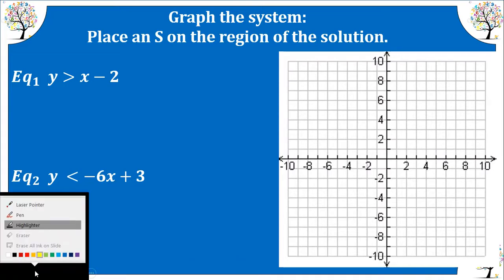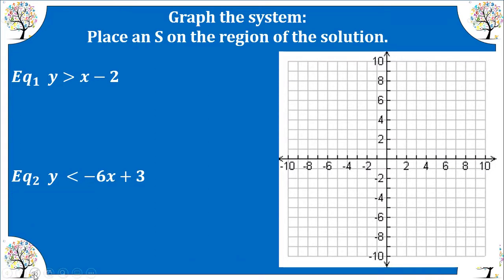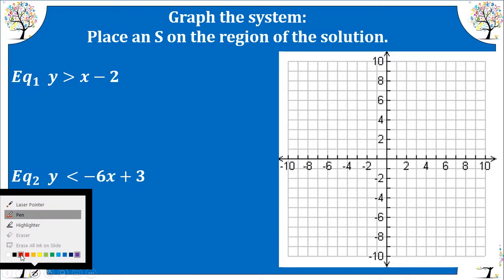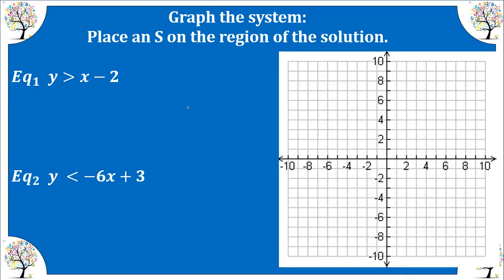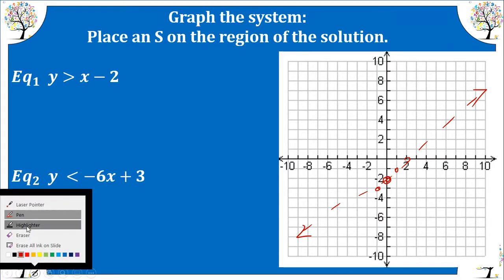Okie doke, let's do another one. Hopefully by now you understand, but it doesn't hurt to do more. These are both in slope-intercept form. So we're going to start at 0, -2. Our slope is up 1, right 1, up 1, right 1, or down and left. It is open because we don't have the equal. It is shaded above.